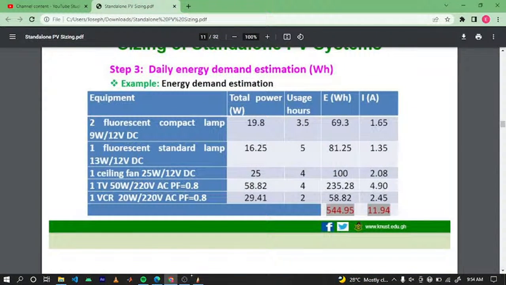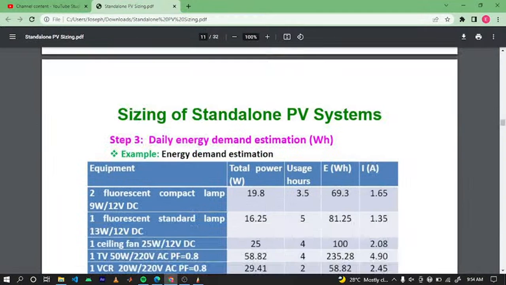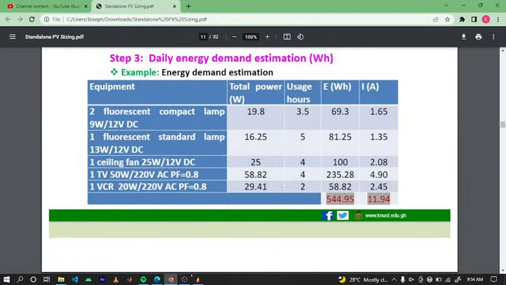Through power times time, we also have to evaluate the current through each of the loads. We'll use it in the future, but we just have to evaluate it in this step so that we don't have to draw the table again. So we have our total power here, and this time gives us this. Then we also find our current. Our current is power over system voltage. So I'll divide this power by 12 volts.